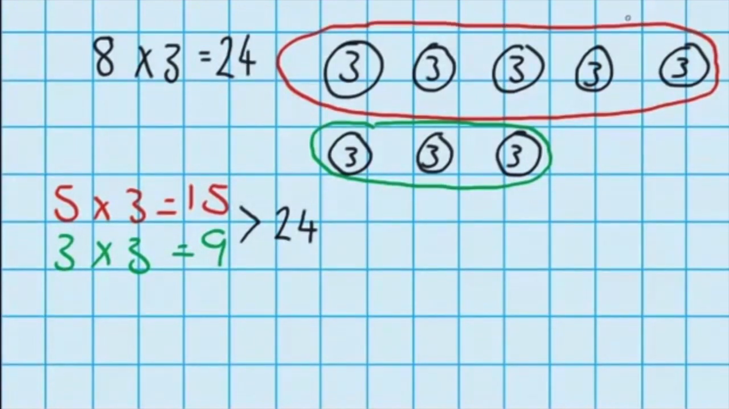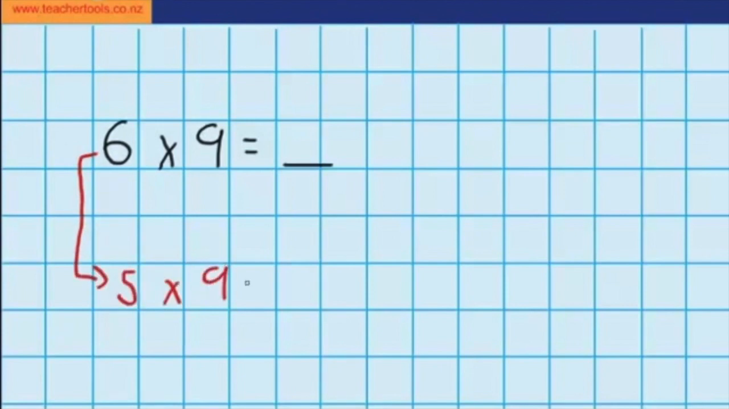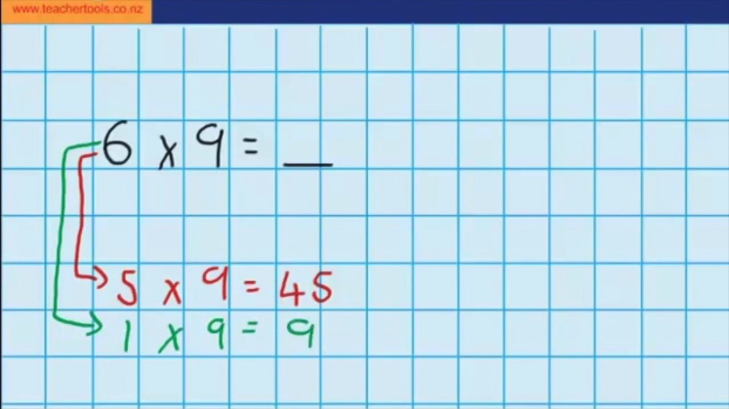Now let's try a question without the diagram. This time I want to work out what 6 times 9 is. So I'm imagining 6 groups with 9 items in each group. Well, instead of working 6 groups out all at once, I'm just going to work out 5 groups. 5 groups of 9 is 45. Now I had to work out 6 groups, but so far I've only worked out 5 groups, so that means I must need to work out one more group of 9. And one group of 9 is 9. So now all I need to do is add these amounts together. 45 plus 9 is 54, so 6 times 9 equals 54.